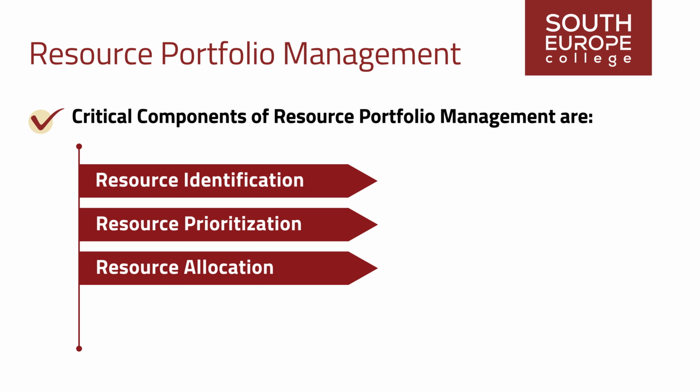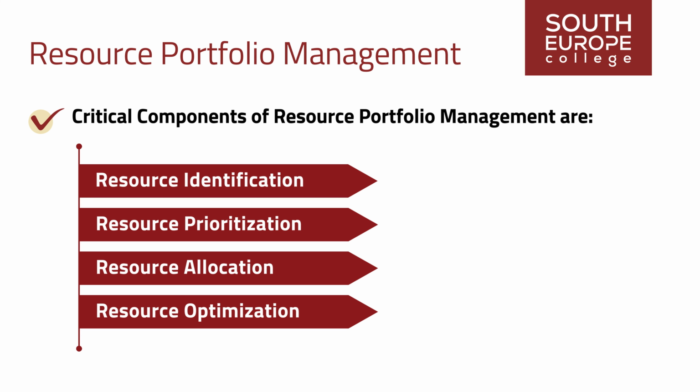Resource portfolio managers must balance resource allocation across multiple projects to ensure that resources are utilized efficiently and project objectives are met. Resource optimization. Resource optimization aims to maximize the efficiency and effectiveness of resource utilization across the organization. This involves identifying opportunities to streamline resource usage, minimize waste, and optimize resource allocation to achieve the best possible outcomes.